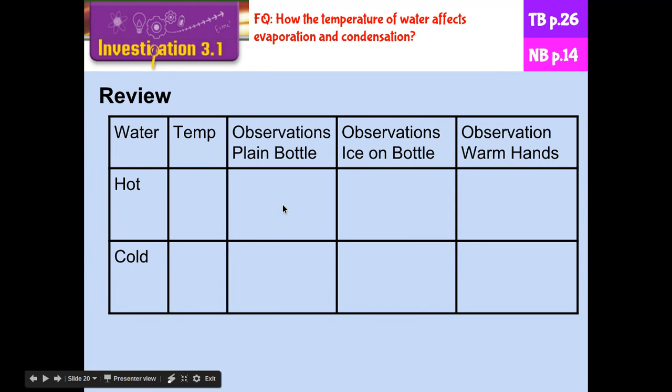Observations of a plain bottle. You should have observed it before you started. And then what happened when you put ice on the bottle and your warm hands. So, we talked about this yesterday. If you're not sure, there is an investigation 3.1 video. But basically, the hot should have condensed right away. Cold did not. But then as you put ice on it, both hot and cold should have condensed more. And then your warm hands could have gotten rid of the condensation. So temperature plays a role in both evaporation and condensation.